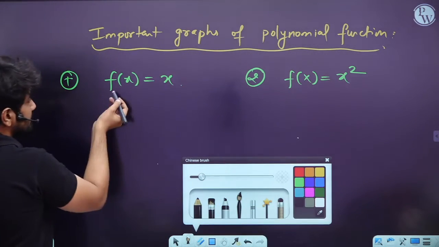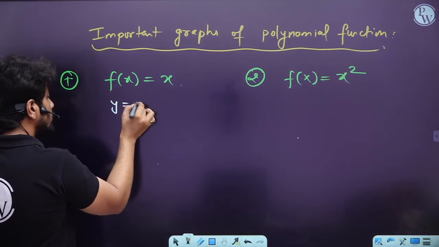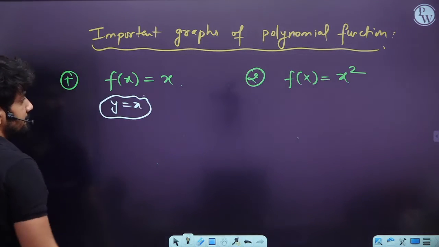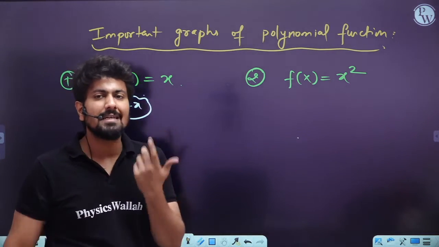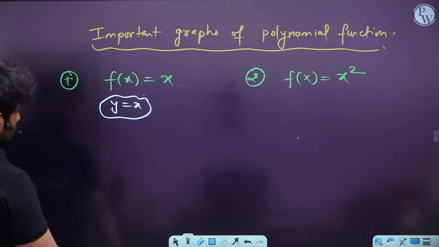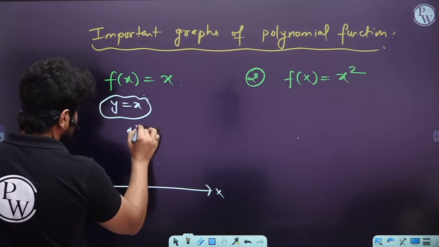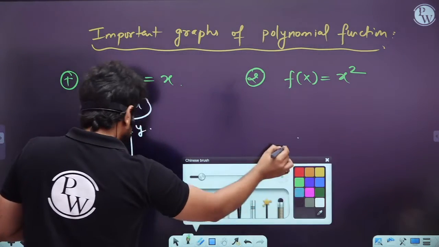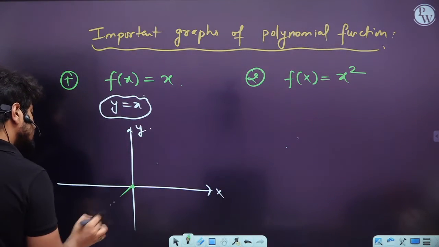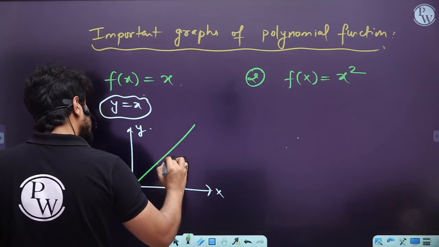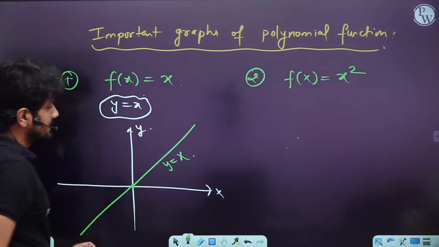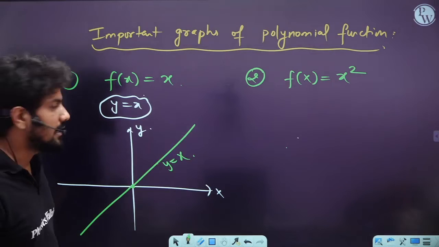So now what is f(x) is equal to x? This is simply the y is equal to x line. f(x) is equal to x is simply y is equal to x line. So this line passes through the origin. Everybody knows that. This is the line y is equal to x. This is f(x) is equal to x. This is the graph for it.